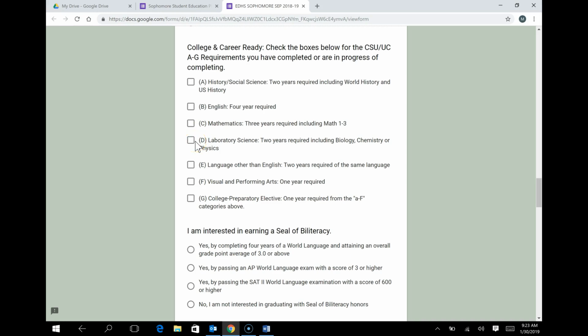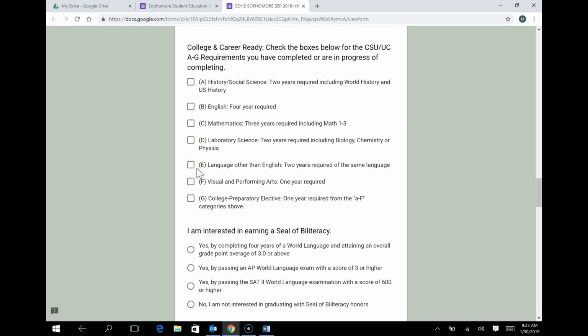D, laboratory sciences. This requirement is 2 years, including biology and chemistry or physics. Some of you may have taken chemistry as a freshman and then completed first semester of biology. Some of you are taking biology now and completed that first semester successfully and will be taking chemistry next year. If you fall in that category, indicate D.